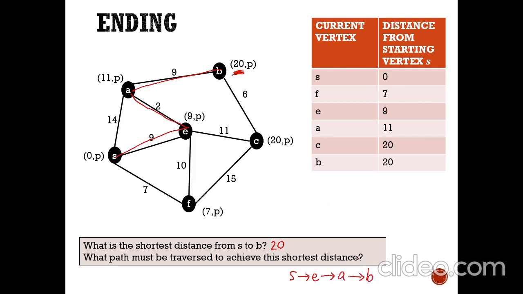Okay, this ends the discussion on our first example, applying Dijkstra's algorithm. For our next video, we will discuss applying Dijkstra's algorithm on directed graphs.